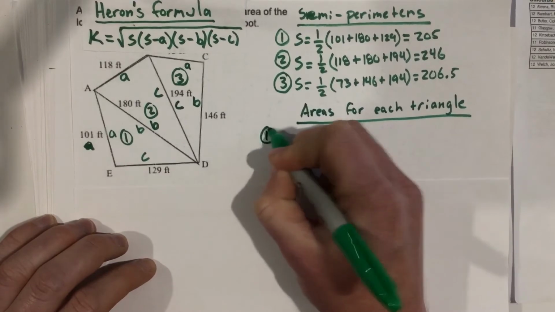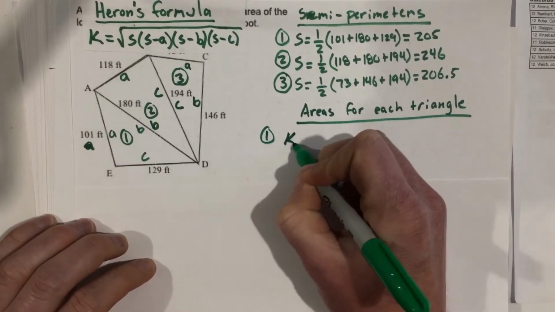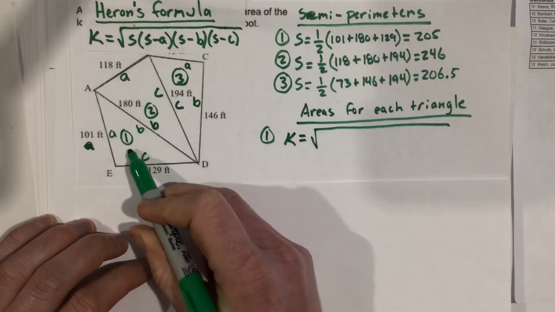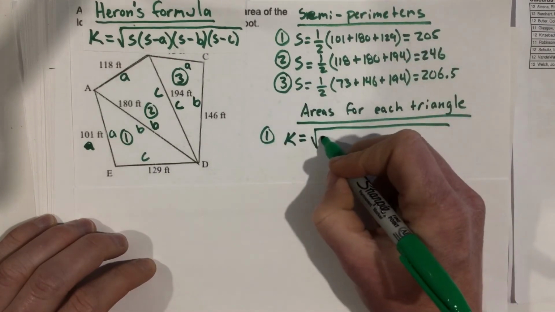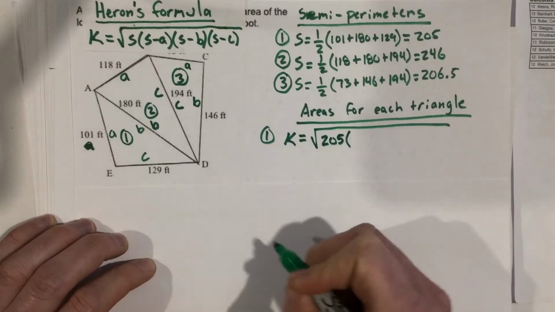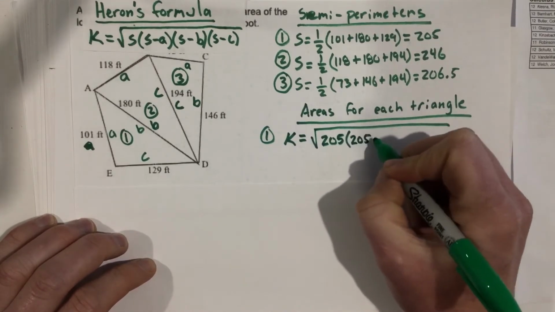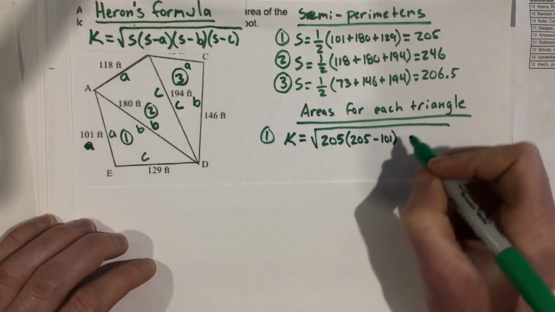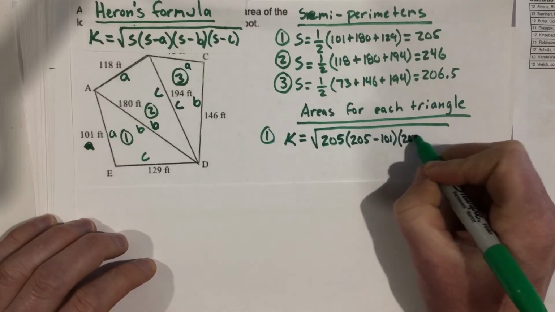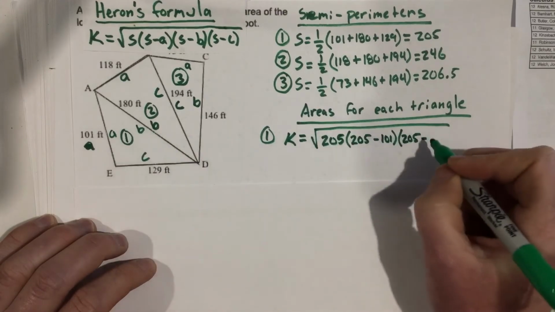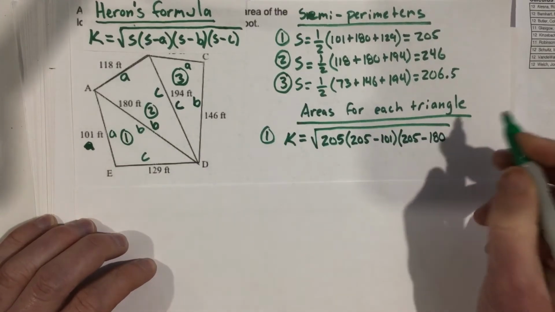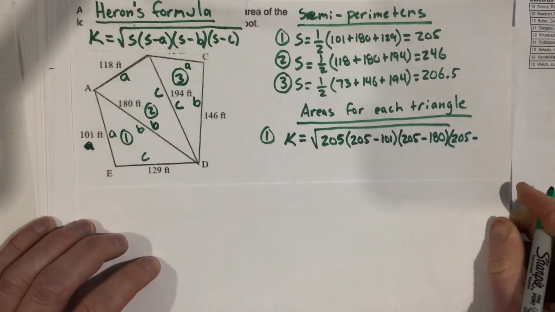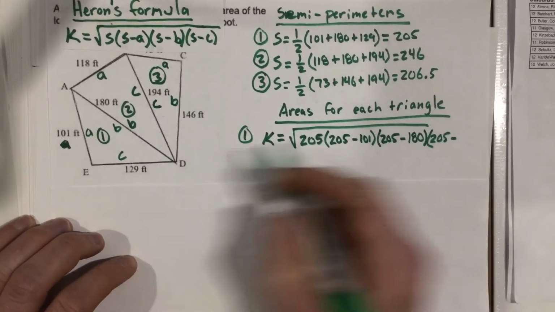So for triangle 1, we're going to say that K equals the root of, and remember we're doing triangle 1, so triangle 1 had S as 205, so that's 205, parenthesis, 205 minus A, which A is 101, right? And then 205 minus B, which was 180. And then finally, 205 minus C, which is 129.